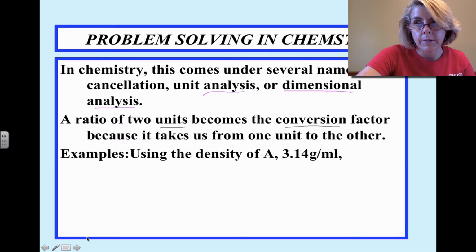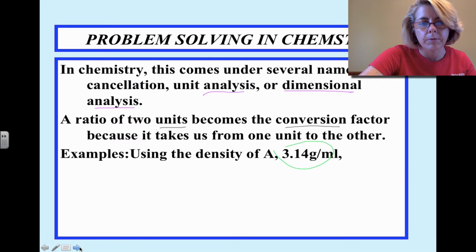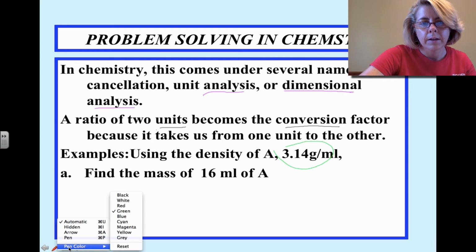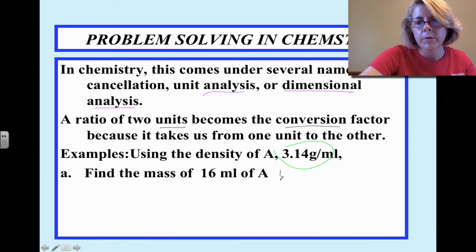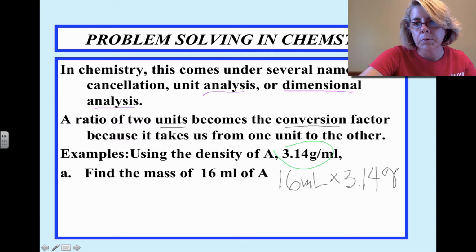Now here we have the density of a substance A, and notice that the density of the substance is 3.14 grams per milliliter. So we need that information for the next part here. They want us to figure out what is the mass of 16 milliliters. So what I'm going to do is take the 16 milliliters and multiply it by this conversion factor. So I'm going to multiply it by 3.14 grams per milliliter.